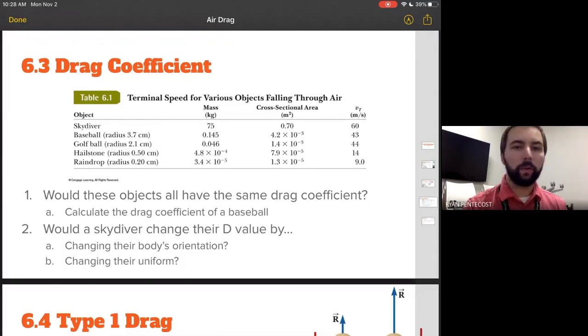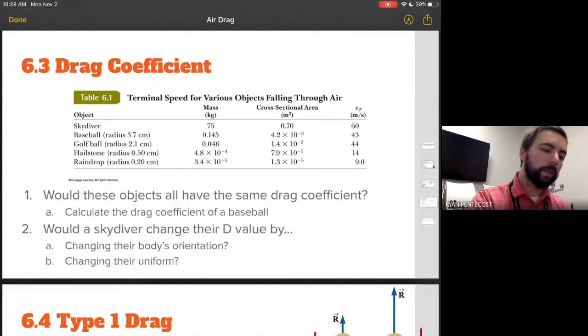In baseball, think of a curveball. In soccer, think about a corner kick or a penalty kick where you're trying to curve the ball. Or even in ping pong, you can make a ball do some crazy things in the air with skin friction. So all of these objects are going to have a different drag coefficient, but part 1A wants us to calculate the drag coefficient of a baseball.